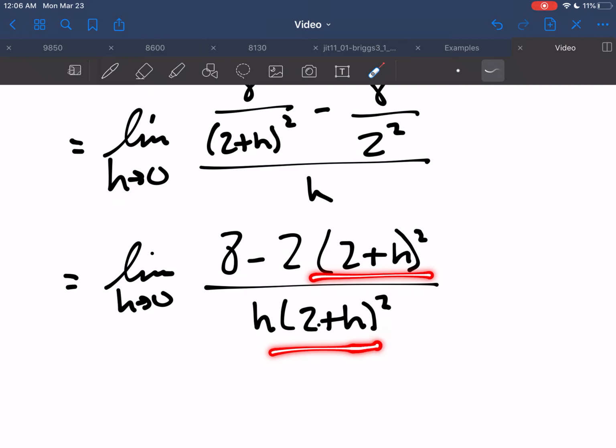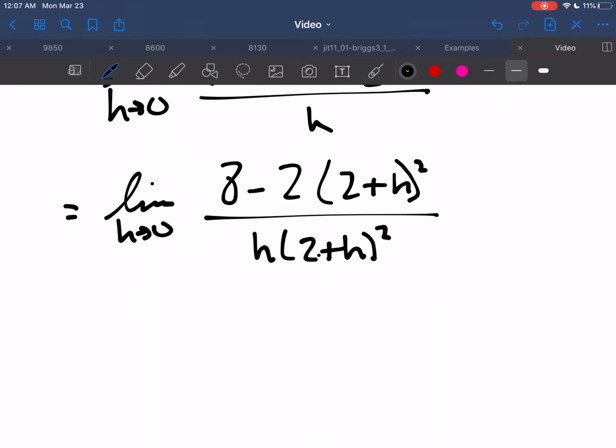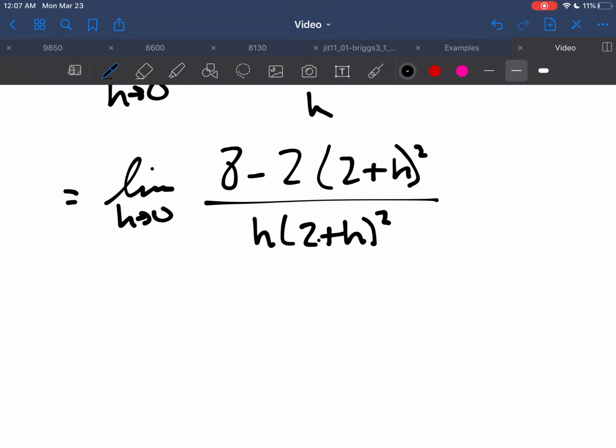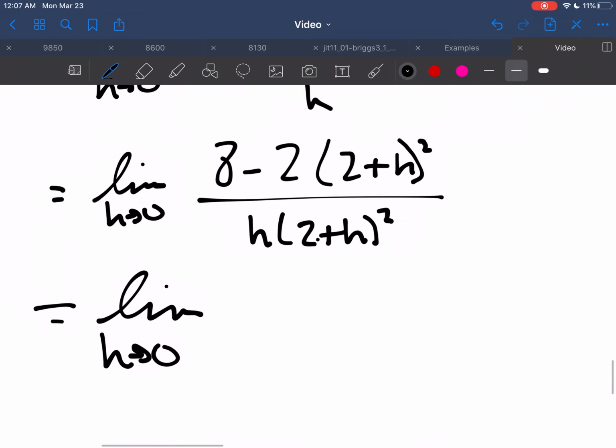And why is that? Well, because this 8 over here doesn't have a 2 plus h squared, we can't cancel it. If it did, we could factor it out, but it doesn't, so no. Okay. Instead, what we shall do is expand it out and hope something cancels. So we get the limit as h approaches 0.